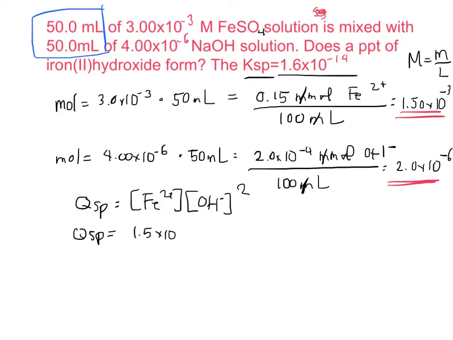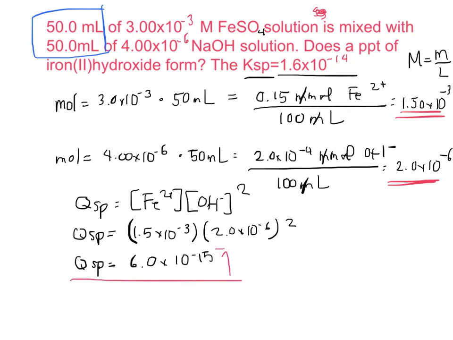So my QSP equals 1.5 times 10 to the negative 3 times 2.0 times 10 to the negative 6 squared. So QSP equals 6.0 times 10 to the negative 15. So now we have our QSP value right here. And what we're going to do is compare that to the KSP.